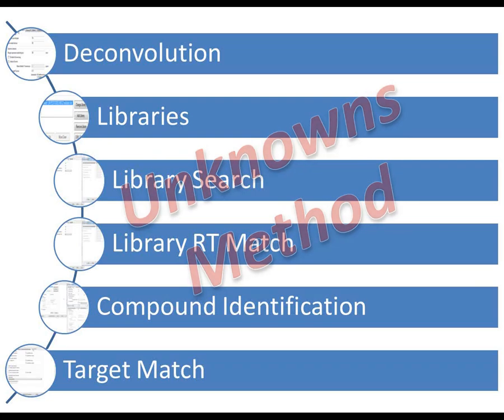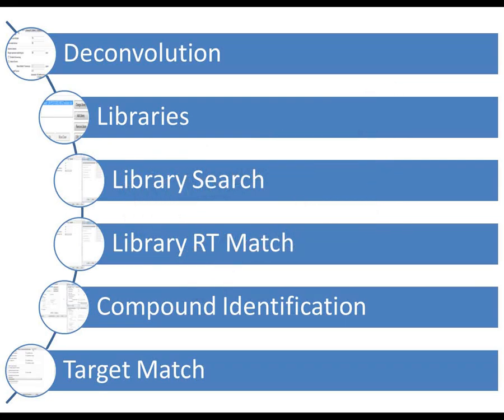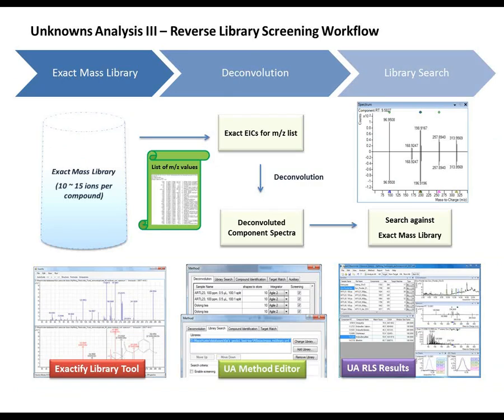And unknowns analysis uses the unknowns method: deconvolution parameters, the libraries, library search, retention time constraints, compound identification filtering, and if you're coming from the target end, target match. The procedure in accurate mass with a TOF is different than unit mass.